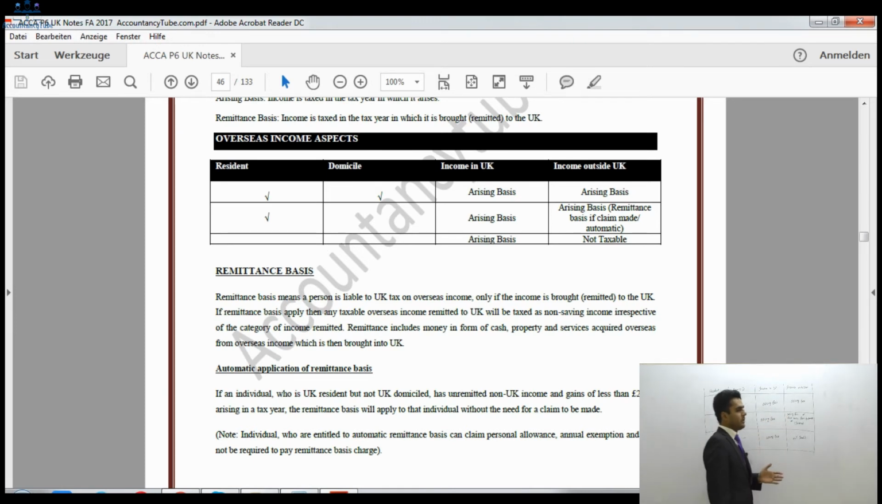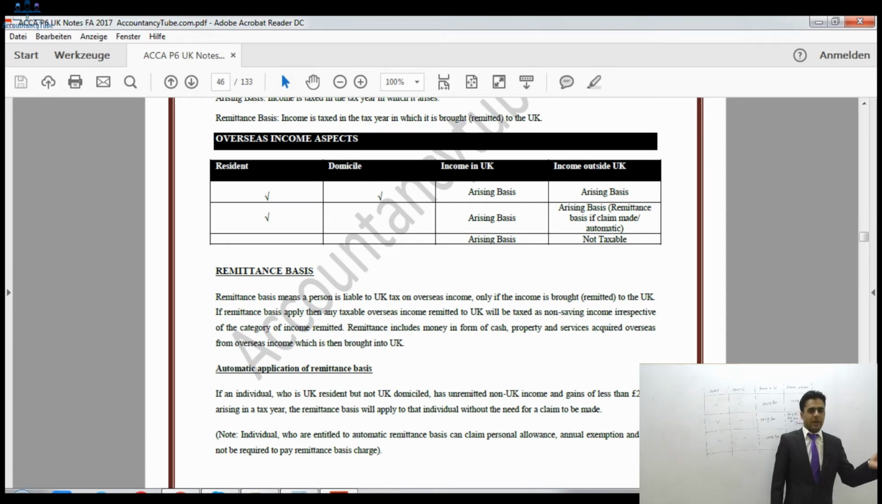Now, what is remittance basis? Remittance basis means whatever income I remit to the UK, whatever income I bring into the UK, I will only have to pay tax on that amount, right? So whatever amount I bring into the UK, I have to pay tax on that amount. Now, remittance basis could be available in two ways. One is automatic remittance basis, and the other one is which is claimed. Now, when you claim, it is not good for you, right?